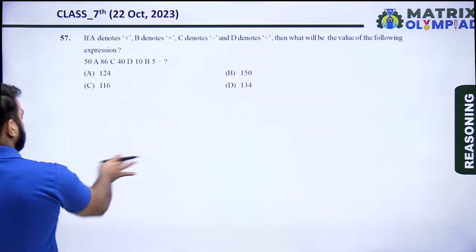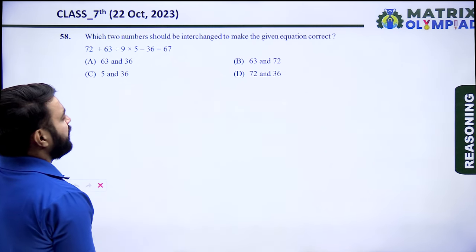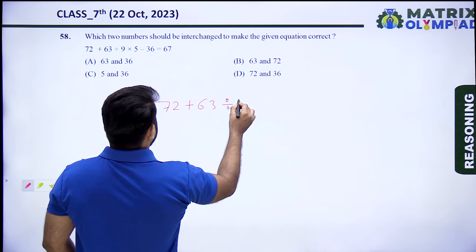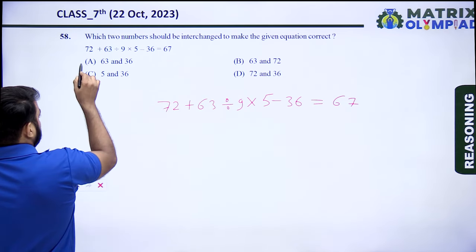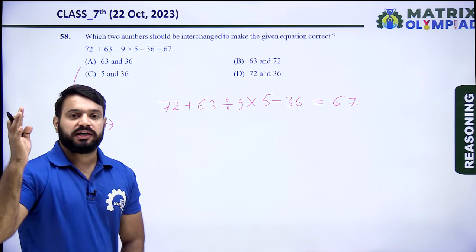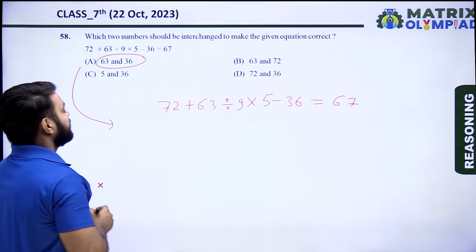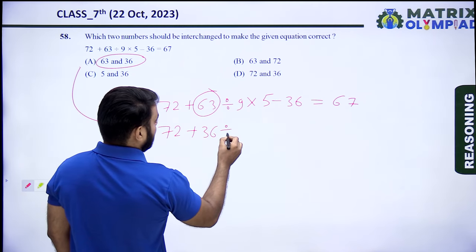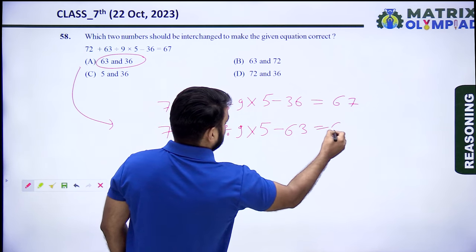So, let's move on to the next question. Next question is question number 58. Which two numbers should be interchanged to make the given equation correct? The equation is 72 plus 63 divided by 9 multiplied by 5 minus 36 equals 67. In this type of question, put the options one by one and see which one will follow correctly. So first taking option A. According to option A, interchange 63 and 36. So 72 plus 36 divided by 9 multiplied by 5 minus 63 equals 67.